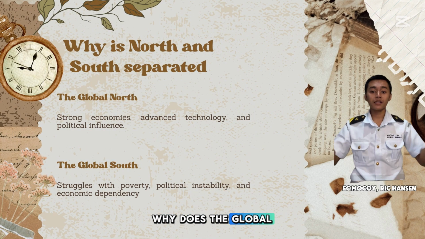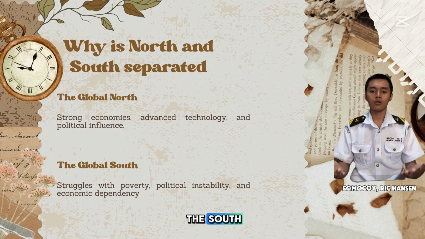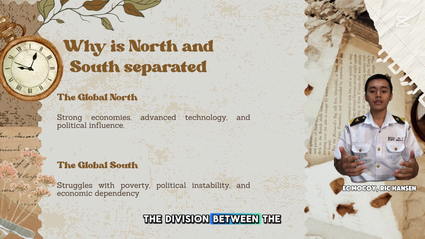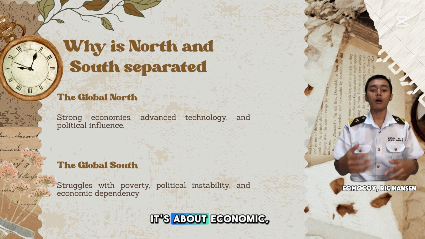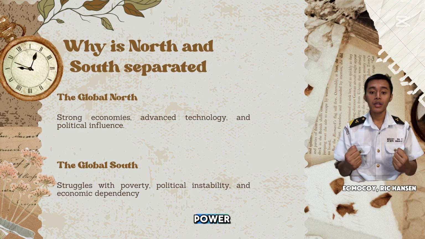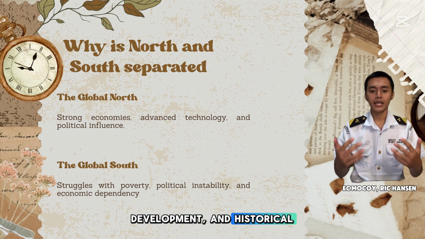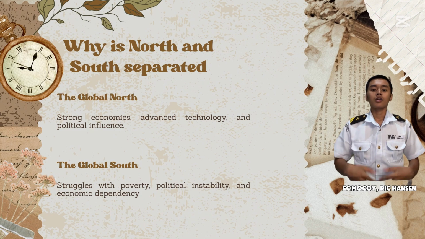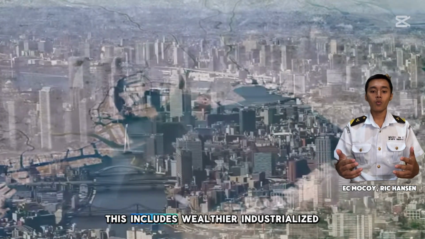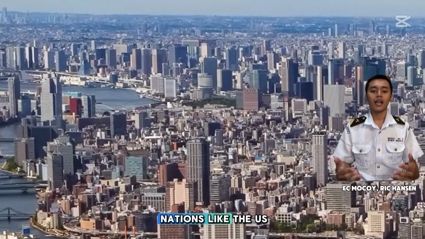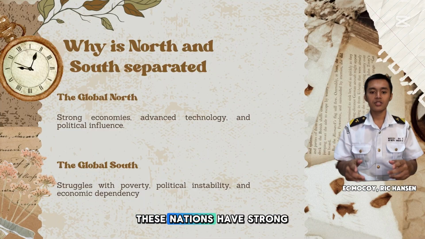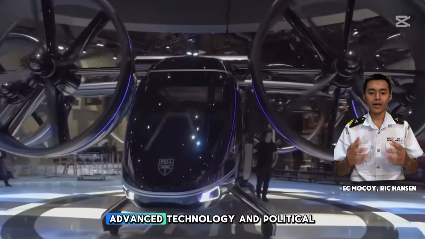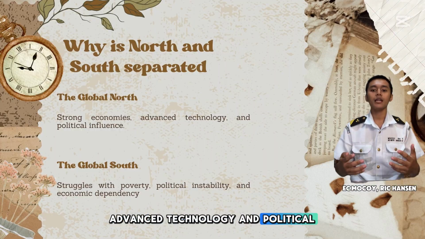Why does the global divide separate the North and the South? The division between the global North and global South isn't just about geography. It's about economics, power, development, and historical advantage. Global North. This includes wealthier, industrialized nations like the US, Canada, Europe, and Australia. These nations have strong economies, advanced technology, and political influence.